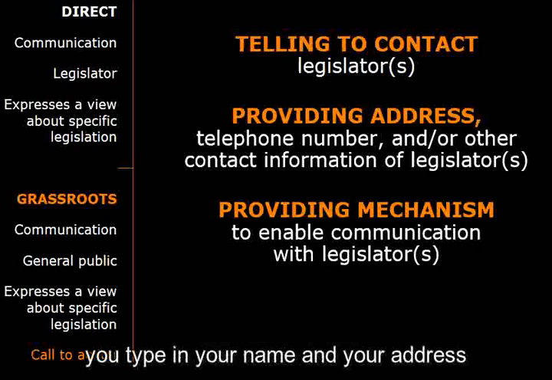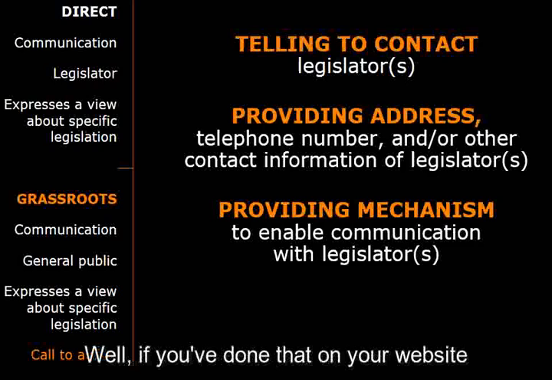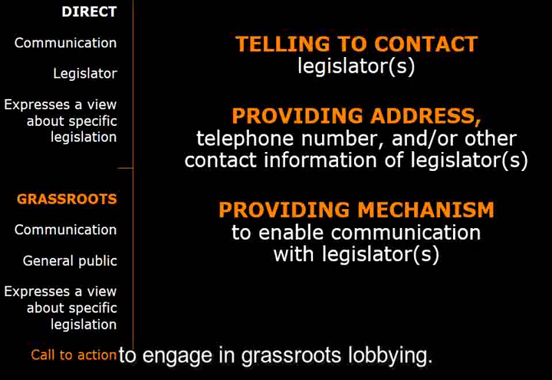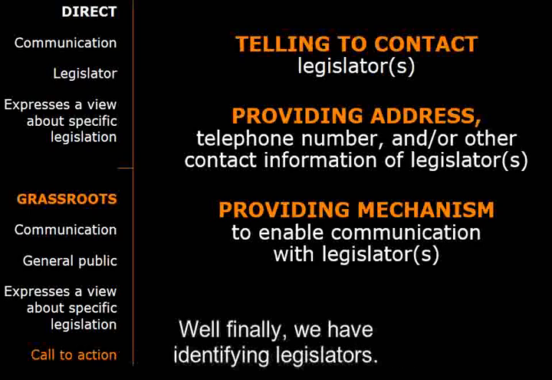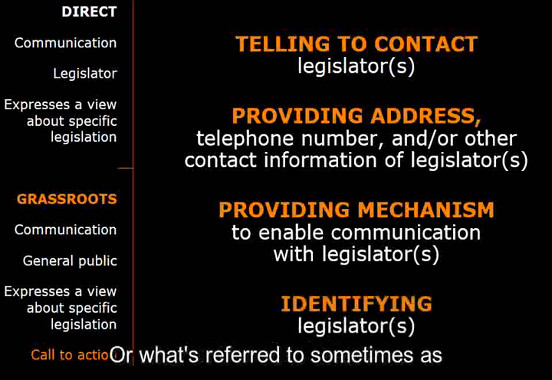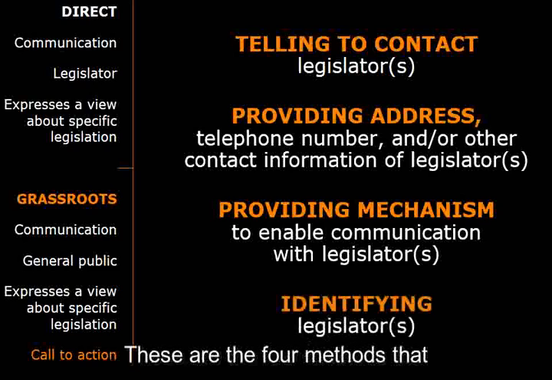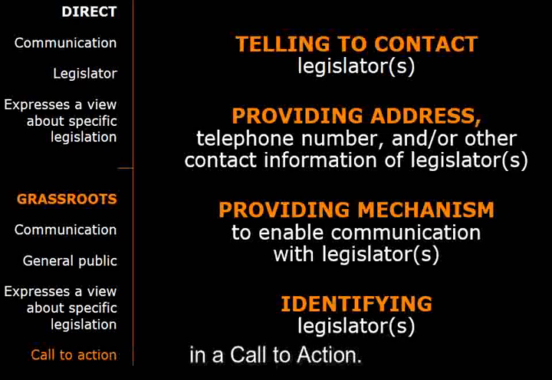You type in your name and your address and you press send and it goes to your legislator. Well, if you've done that on your website, you are providing a mechanism to engage in grassroots lobbying, okay? So providing a mechanism is another form of call to action. Finally, we have identifying legislators, or what's referred to sometimes as an indirect call to action. These are the 4 methods that we can use to engage the general public in a call to action, okay?